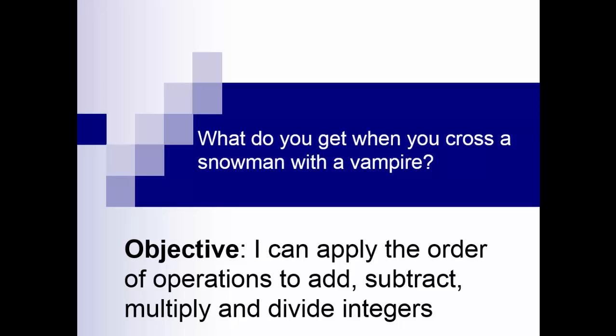This video is to go along with your "What do you get when you cross a snowman and a vampire" worksheet that you're completing for homework tonight. The objective is: I can apply the order of operations to add, subtract, multiply, and divide integers, and that's what we're going to be working on tonight.